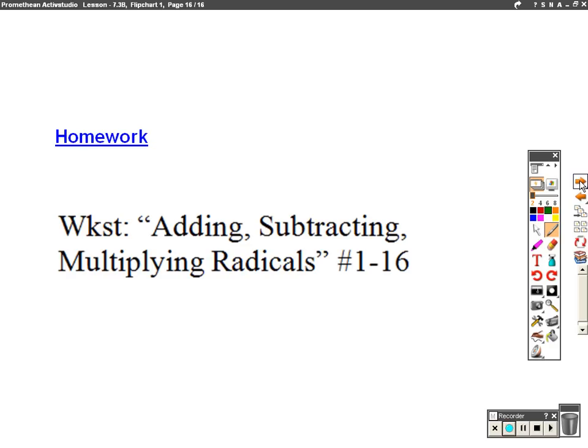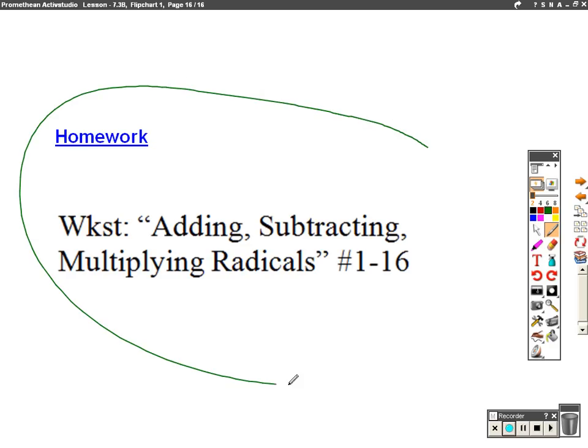And finally is your homework. It's the next worksheet in your packet, numbers 1 through 16 all.